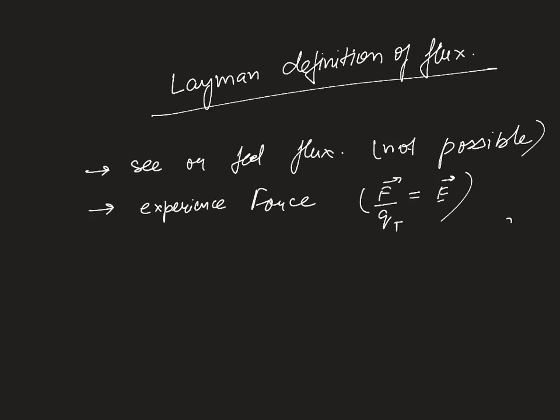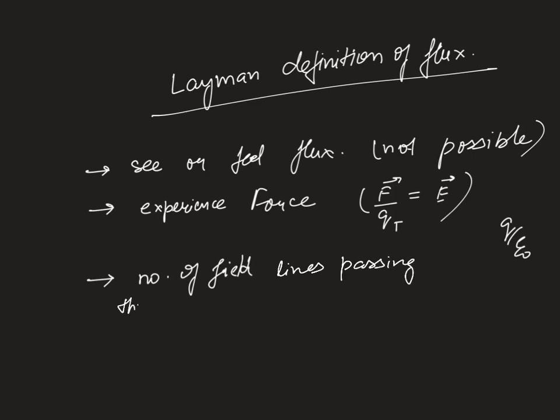I mean, what is Q by epsilon naught? Is it the power of a bulb, or is it just anything? We don't know what flux is. We know there is something called flux, but we can't understand qualitatively what flux is. We define flux as something very interesting. We define flux as the number of field lines passing through a surface.